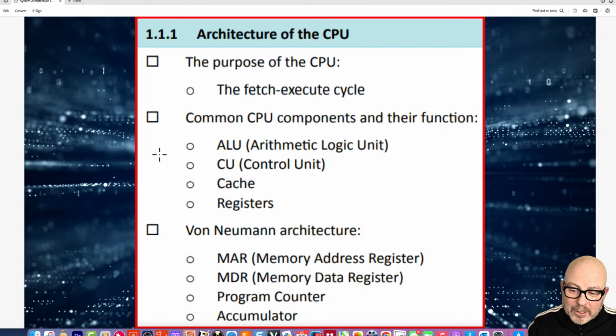We'll dip a little bit into von Neumann as well, but the architecture that we're looking at is the von Neumann architecture because it was invented by a guy called John von Neumann.